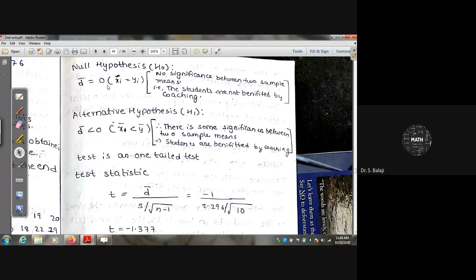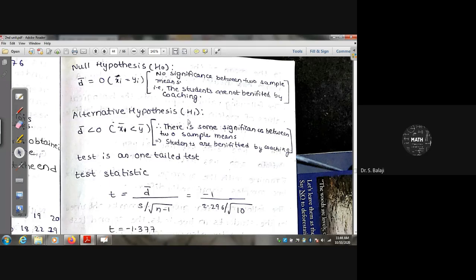D bar is calculated from the Xi minus Yi form, so it is the mean of those differences. Therefore D bar equal to 0 gives x bar equal to y bar, not Xi equal to Yi. This implies no significant difference between the two sample means, one taken before coaching and the other after coaching. Therefore, the students are not benefited by coaching. That is the implicit meaning.